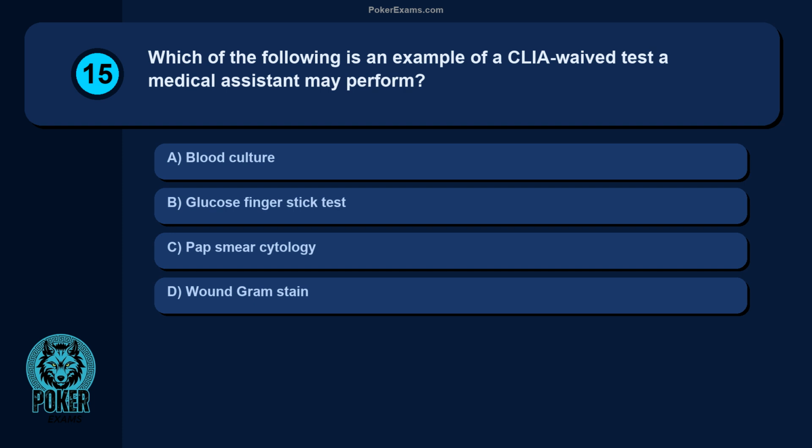Question 15. Which of the following is an example of a CLIA waived test a medical assistant may perform? Blood culture. Glucose finger stick test. Pap smear cytology. Wound Gram stain.